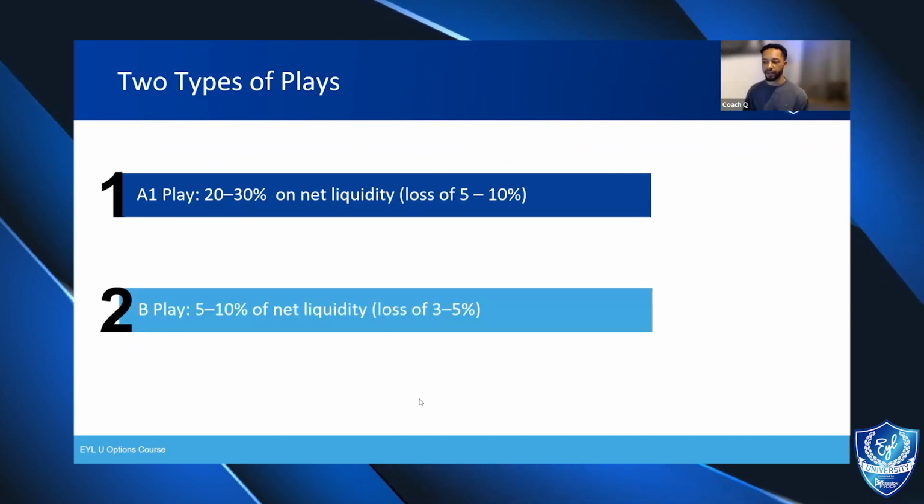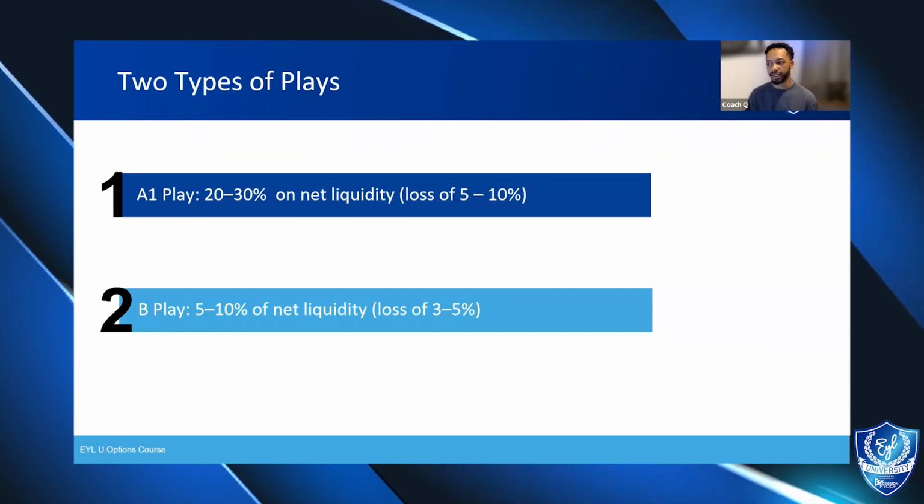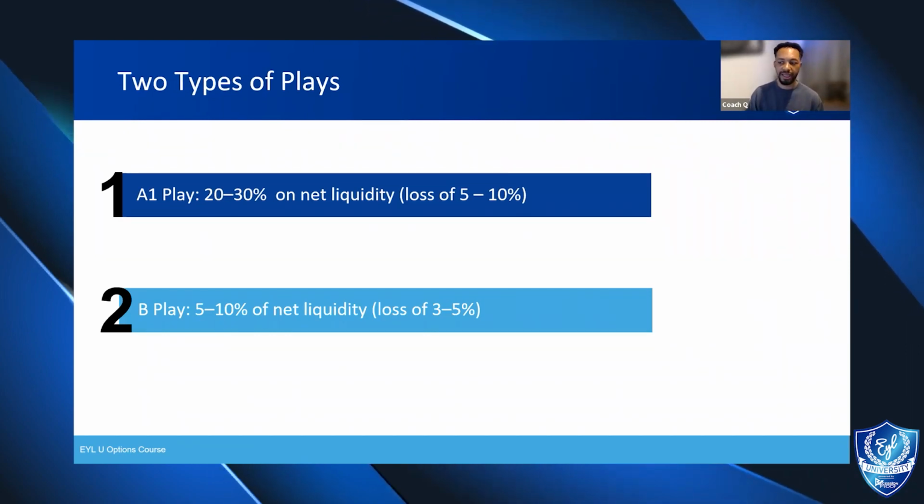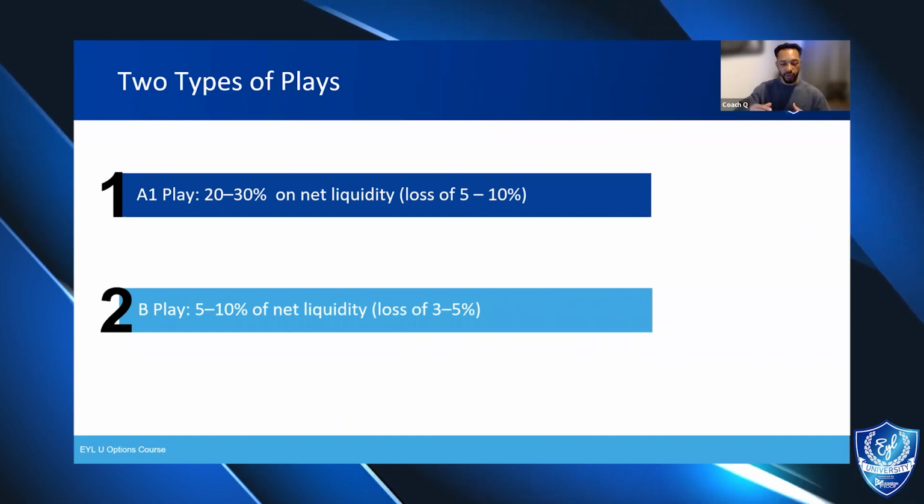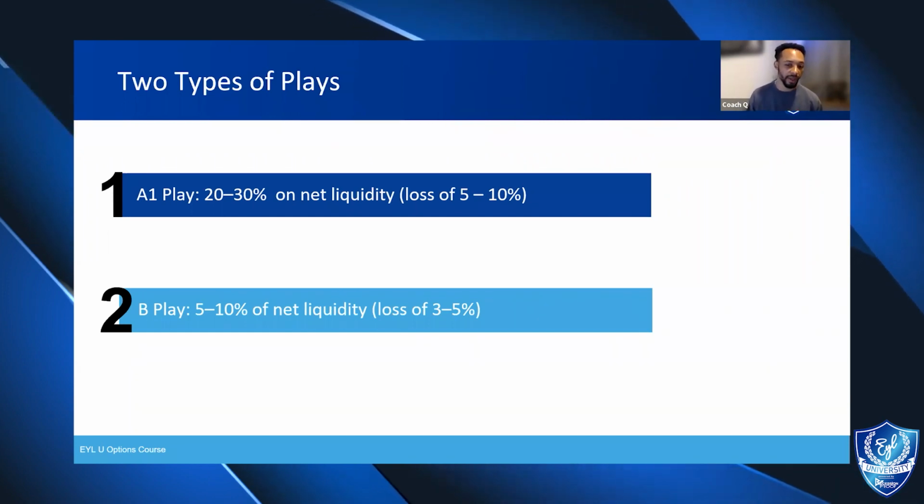Next we have our B play, which is 5 to 10% of your net liquidity capital. We want to manage our loss, and manage both of those expectations, depending on the type of play that you want to use.